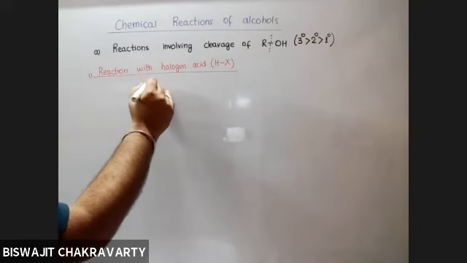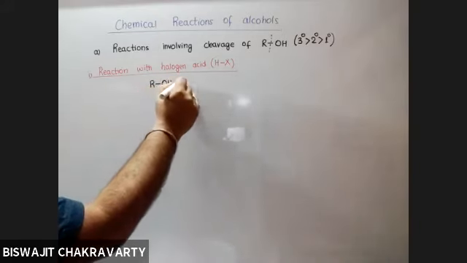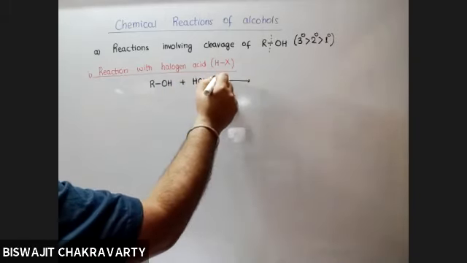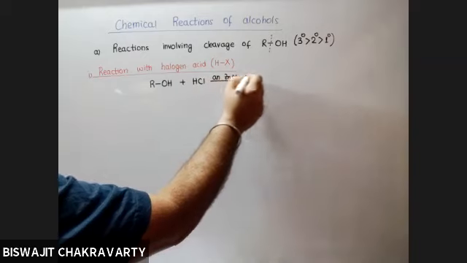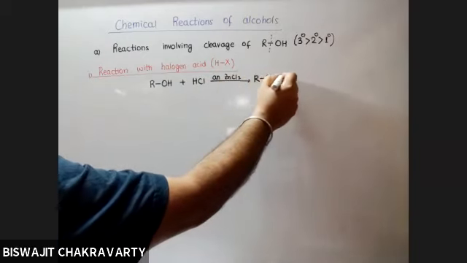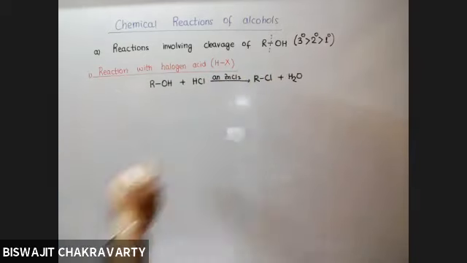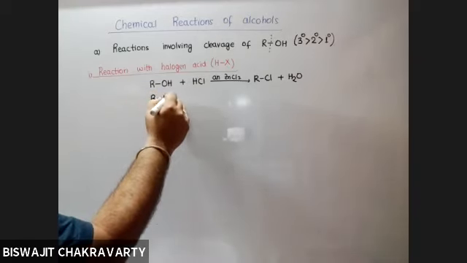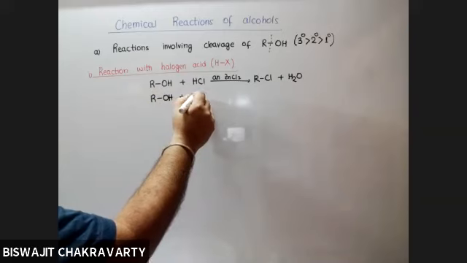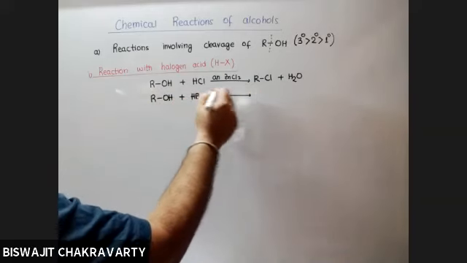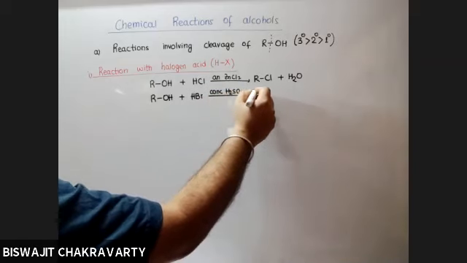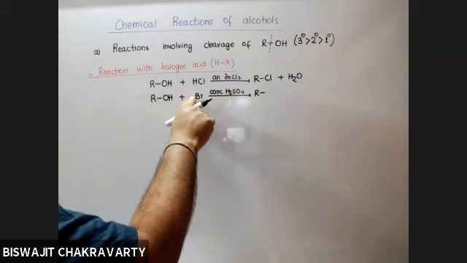When alcohols are treated with HCl in presence of anhydrous ZnCl2, you get RCl plus H2O. When alcohols are treated with HBr in presence of concentrated H2SO4, or better I write KBr.